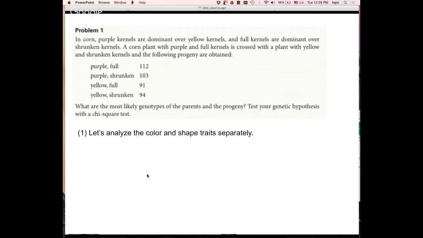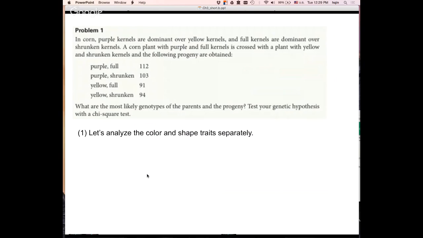Two homozygous, heterozygous: homozygous dominant, homozygous, heterozygous, heterozygous. So this will be 1:0. This will be 1:1. This will be 3:1. This will be, what's this one? 1:0. So which one is most likely here? It's 1:1 here, right?